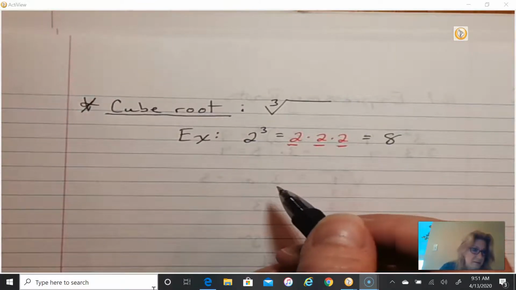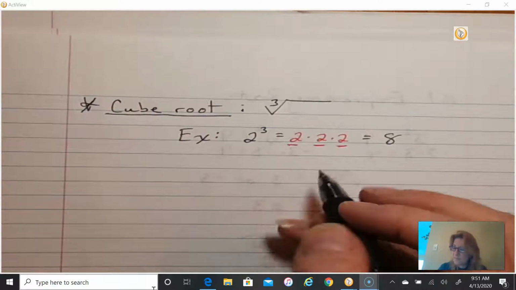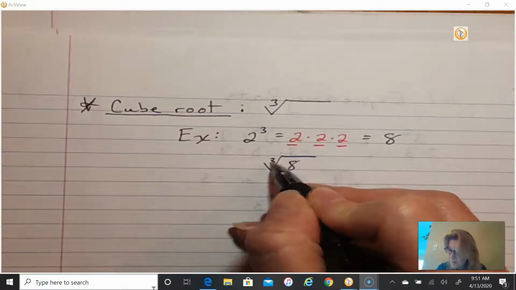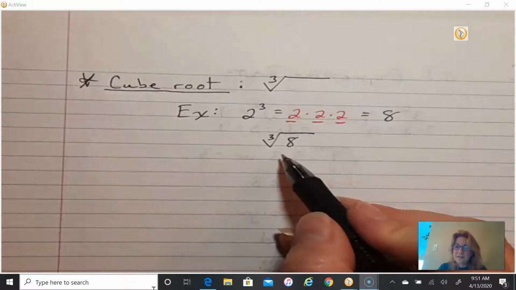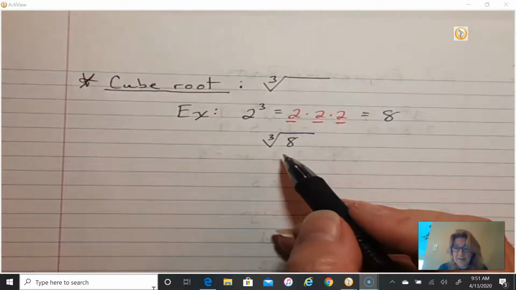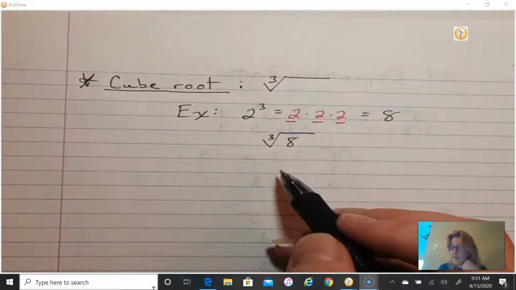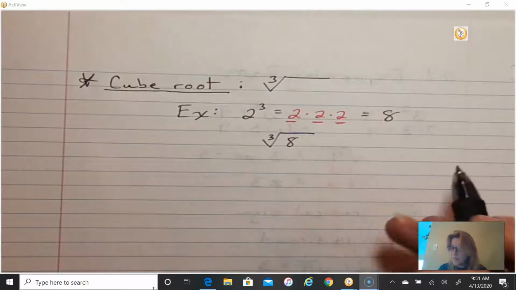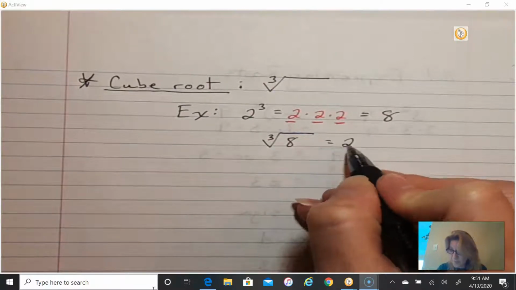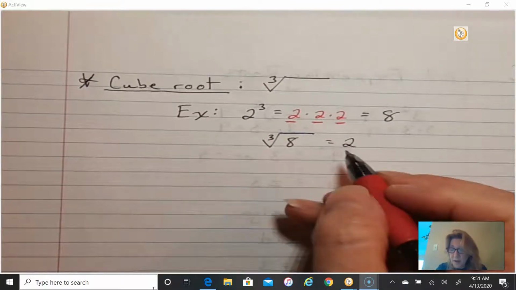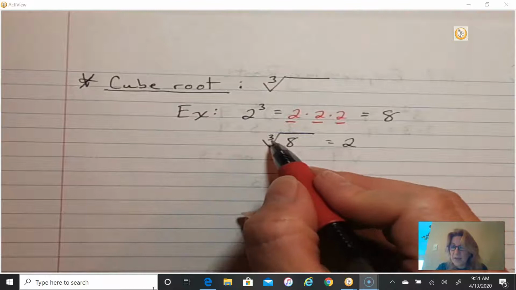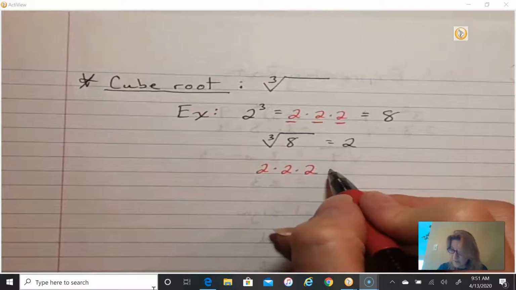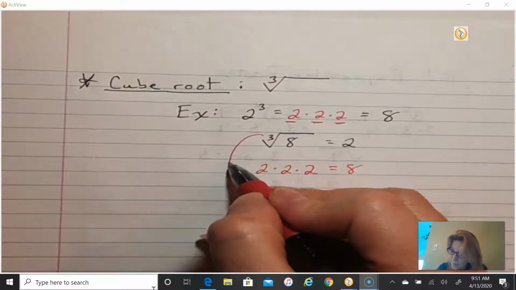Therefore, watch this. Instead of saying the square root of 8, because remember square means 2, all right? They're looking for the cubed root of 8. The cubed root of 8 is 2, because it's what number times itself 3 times gives you that 8? 2. 2 times 2 times 2 gives you 8. See that 3.